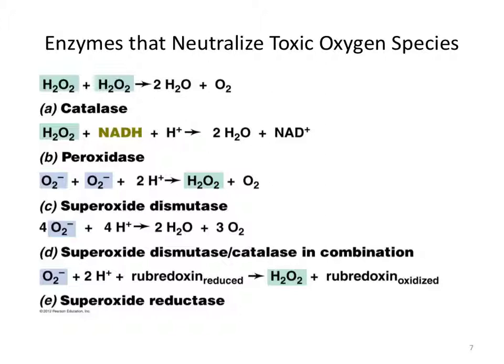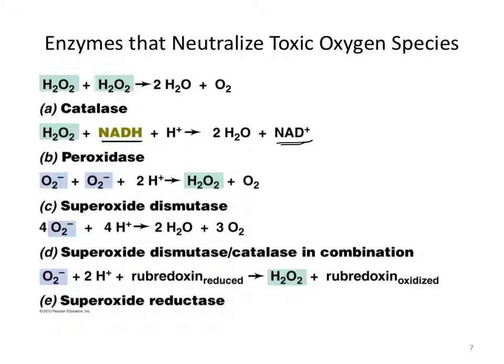So here are some of the enzymes that organisms that utilize oxygen, or can at least tolerate it, use. As in, they don't utilize it but they grow in the presence of it. These are the enzymes that they use. They use catalase, which is able to convert hydrogen peroxide to water and oxygen. They use peroxidase, which uses the reducing power of NADH to convert hydrogen peroxide to water and NAD+.